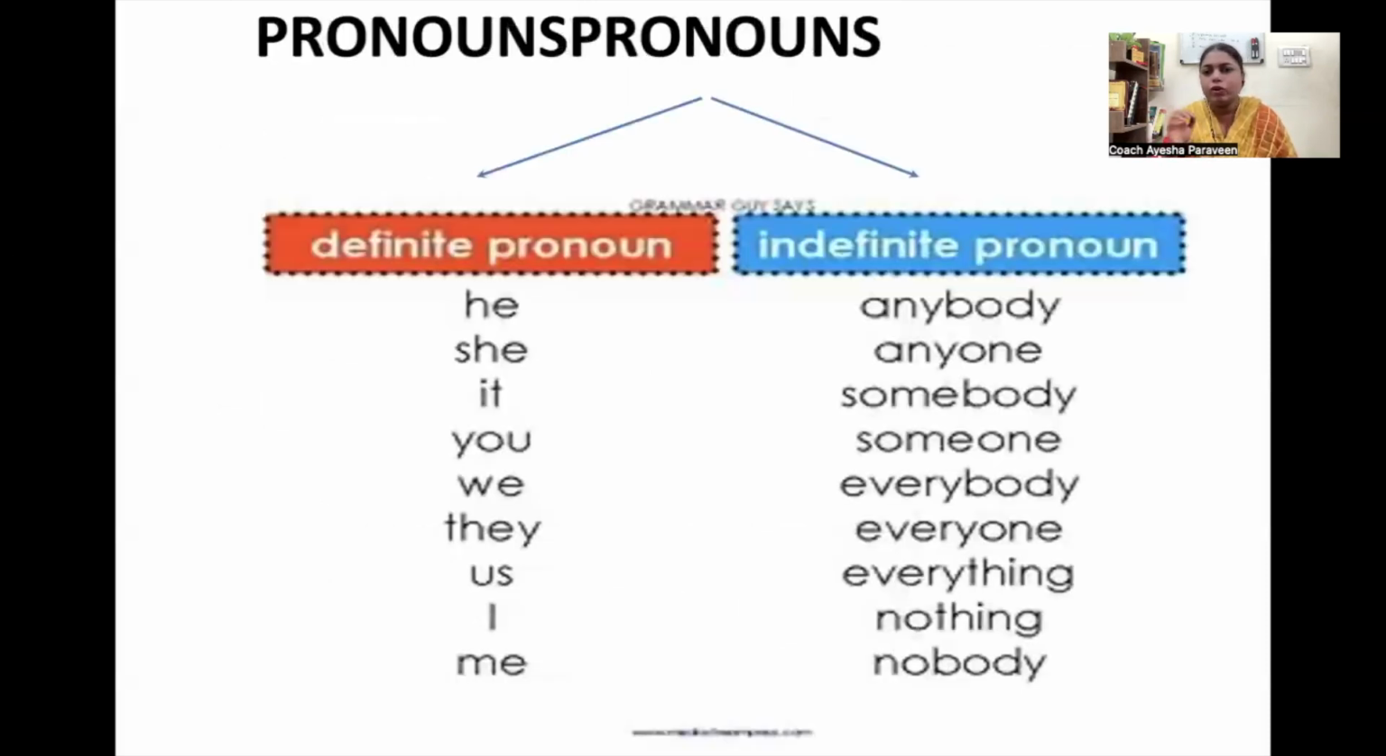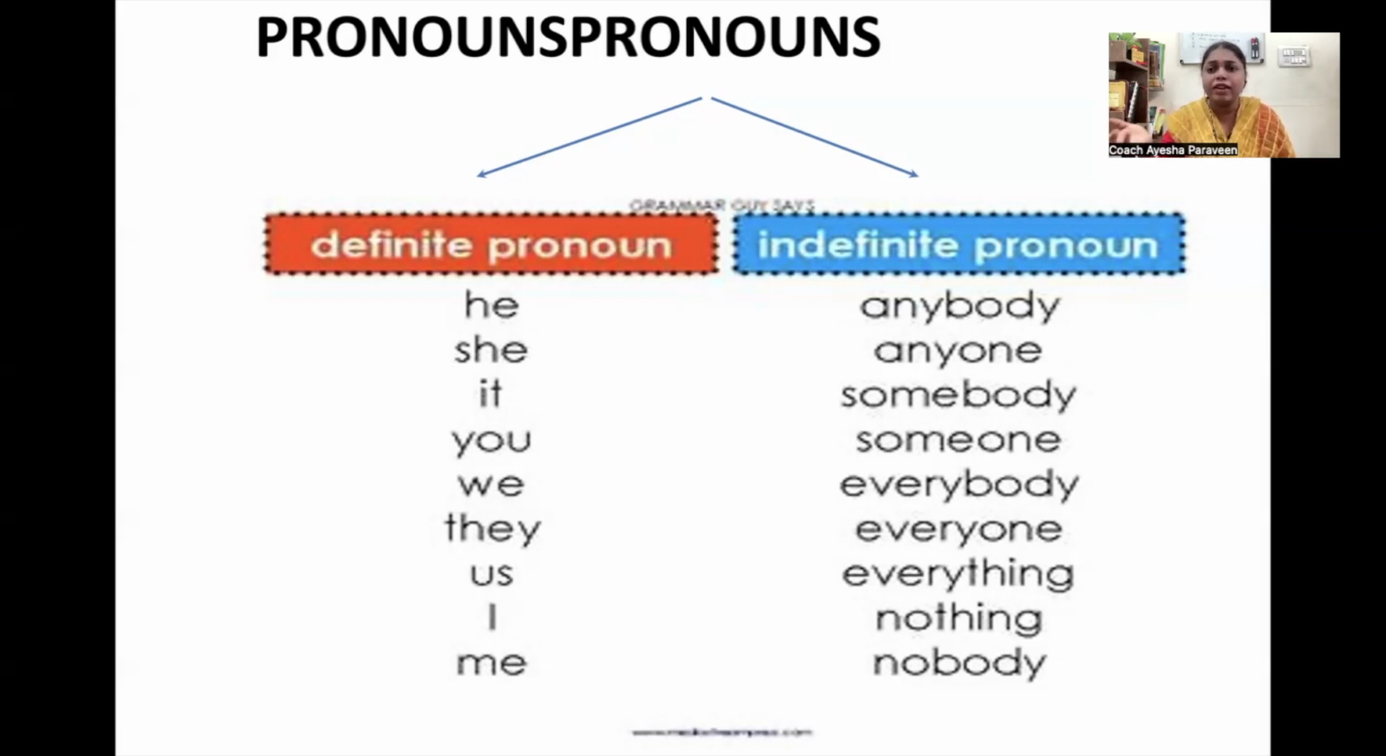Examples of definite pronoun and indefinite pronoun. He, we are talking about one particular boy, definite pronoun. She, we are talking about one particular girl, definite pronoun. It, we are talking about a particular object. You means the listener, to whom the speaker is speaking, a particular pronoun. We, a group of people, definite pronoun. They, again, definite pronoun. Us, definite pronoun. I, me, definite pronoun.